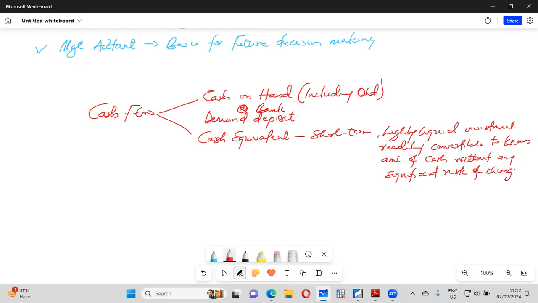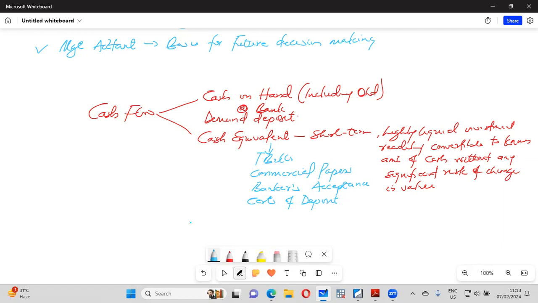Because there are some of them where, if you go, the value is massively below what you want. A typical example I can give you will be the treasury bill, the T-bills. If you know commercial paper, bankers' acceptance, even certificates of deposit, and some of the money market funds, these are examples of the cash equivalent that you have.